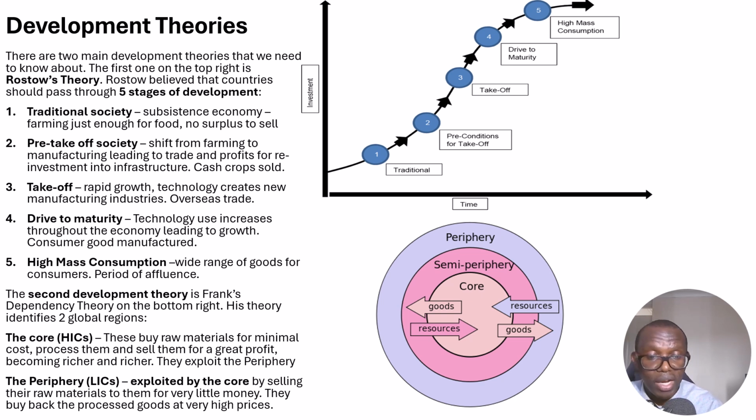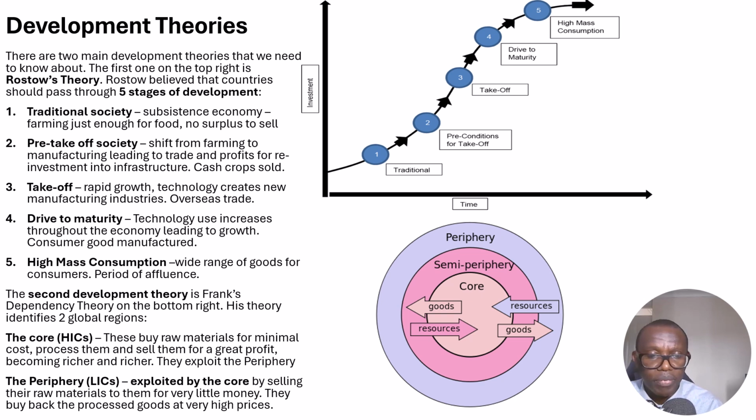Then we have the 5th and last stage, which is the stage of high mass consumption. Now, at this stage, the country has a wide range of goods for the population of that country to buy. And during this stage, the country is fairly wealthy, and that is where we are talking about a period of affluence, and people can afford to buy goods and services at high prices, and the population of that particular country has a good quality of life.